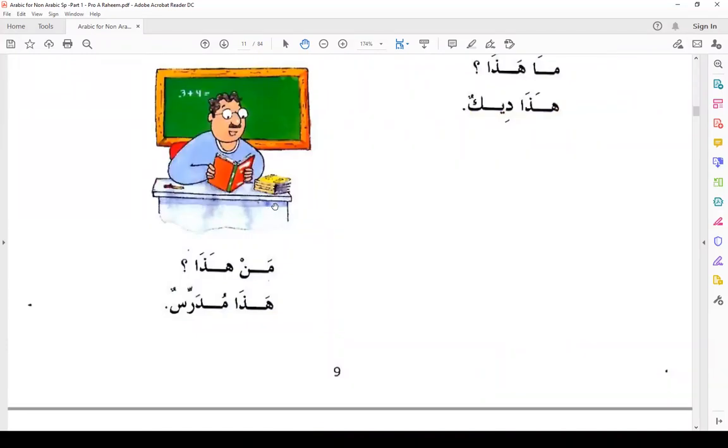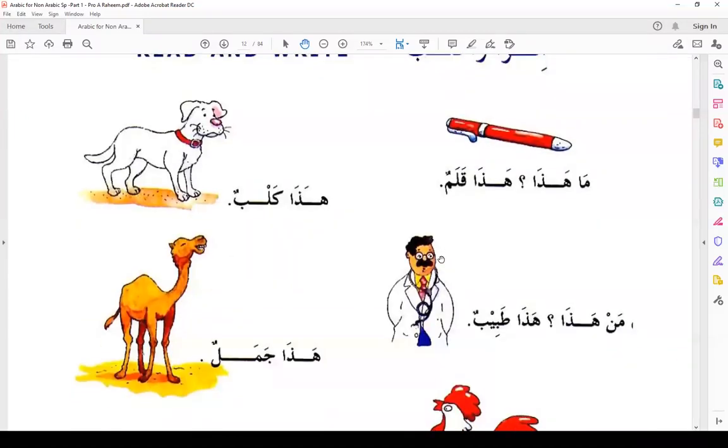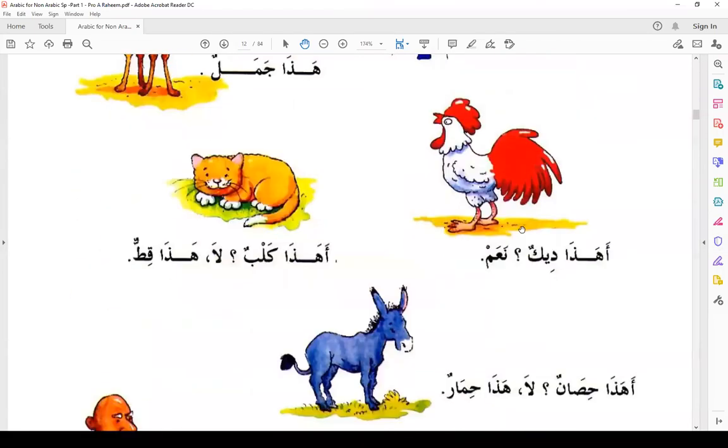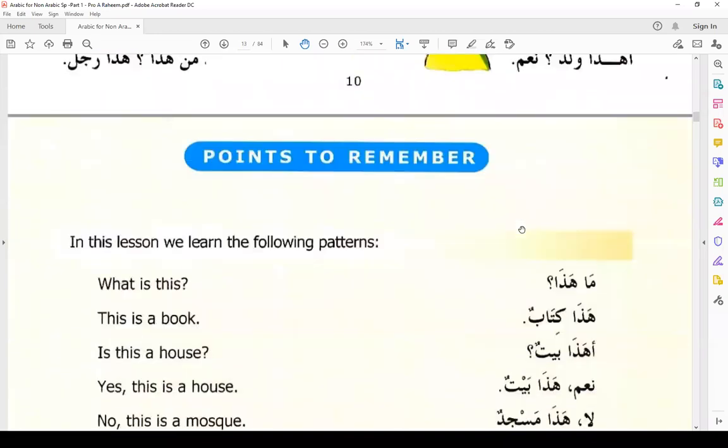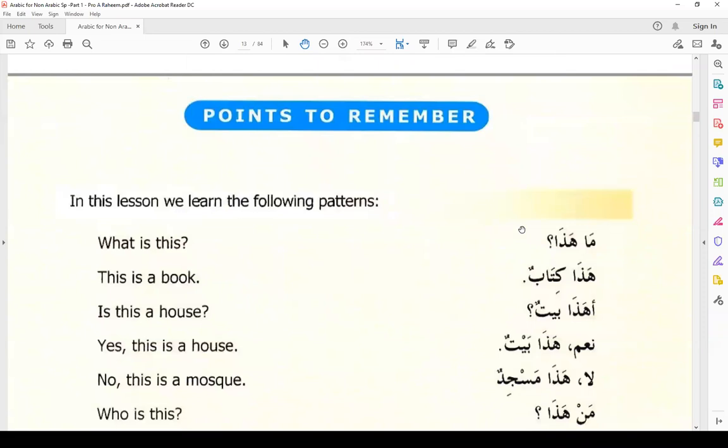Next one. Man hadha? Hadha mudarrisun. So say after me. Man hadha? Hadha mudarrisun. That's the teacher. The exercise, I ask you all to go through this. It is simple here. I just want to move on to something that is new. I ask you all to go through these points with me, which is how to say what in Arabic.